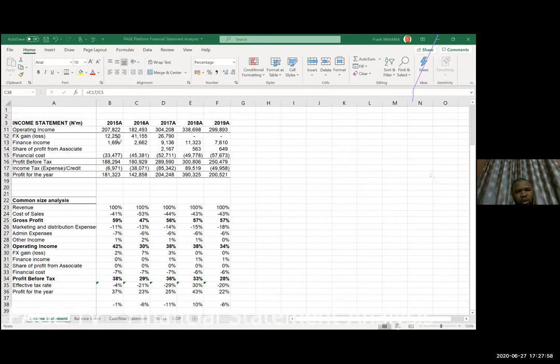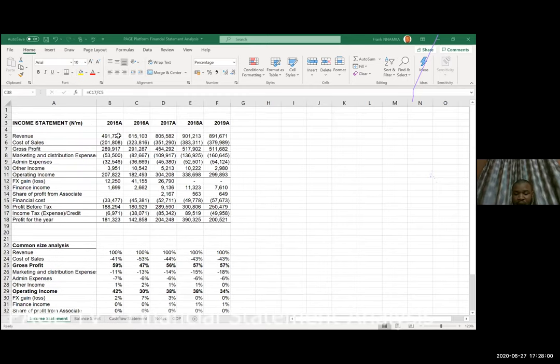Okay, so actually, our main focus anytime you're analyzing financial statements. It's not loud enough in some cases, please.